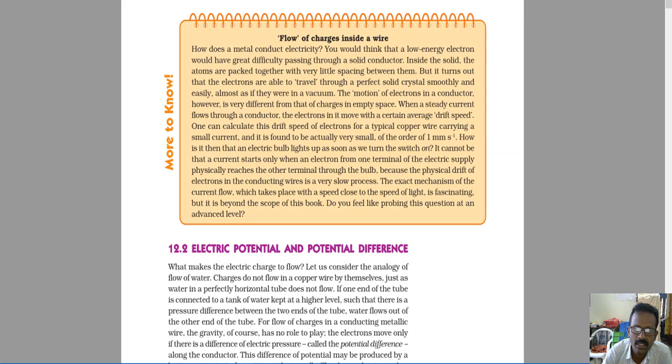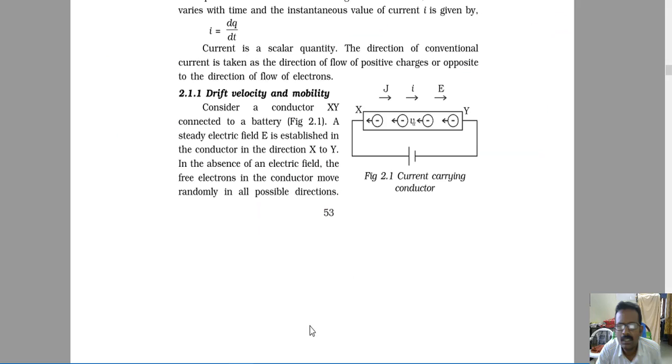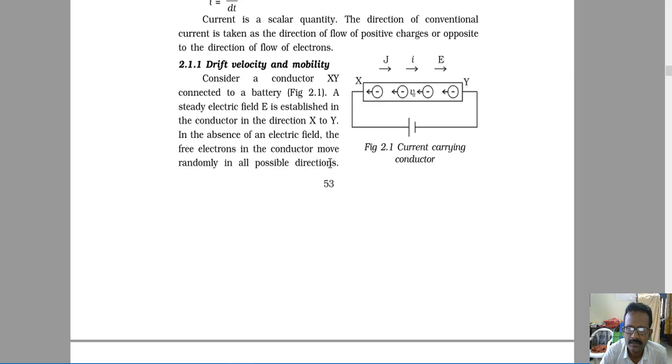Look at this book, you will understand. Now we can see in another book. See, the battery has two terminals, one positive, the other negative. The positive terminal is connected to this copper wire at one end, and the negative terminal is connected at the other end of the conductor. Now pause this video and go through this definition: drift velocity and mobility.